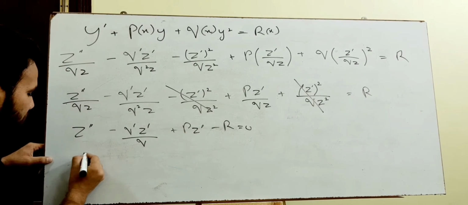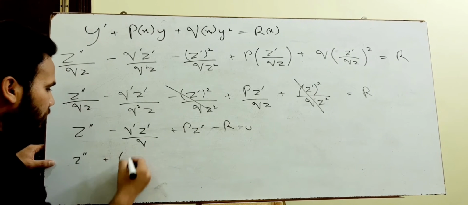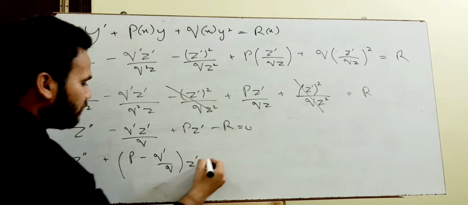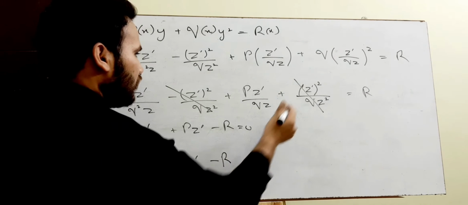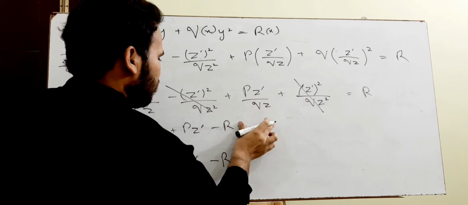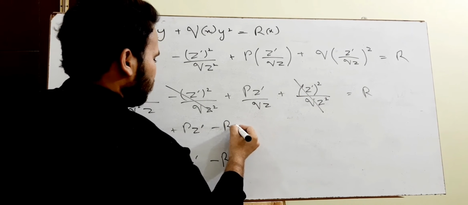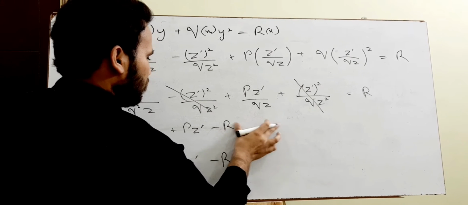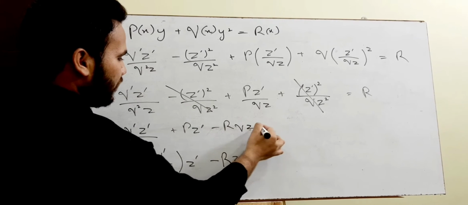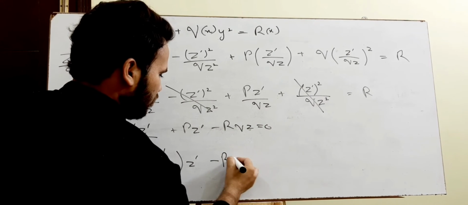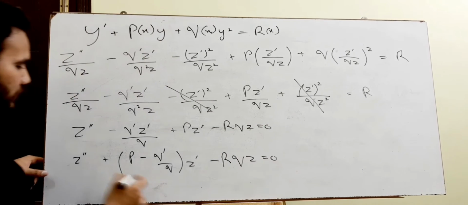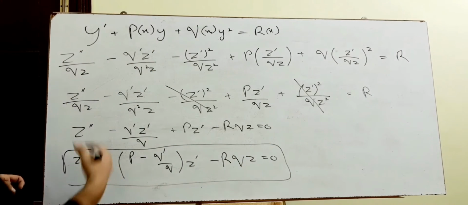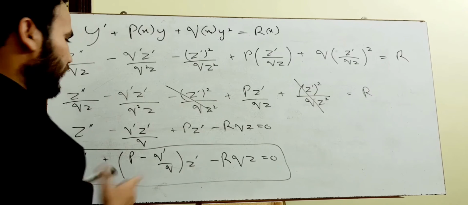Then z double prime plus p minus q prime over q times z prime, minus r times z. I multiply by qz, so here will be qz equals to 0. This is our required second order differential equation, which is homogeneous and linear also.